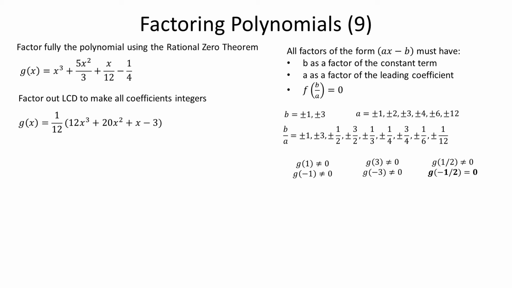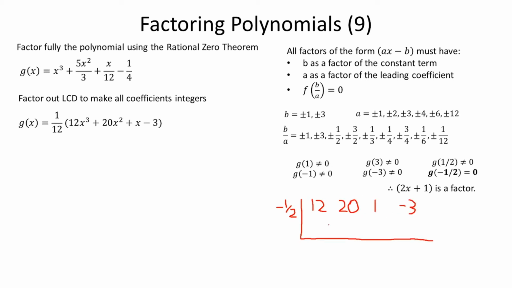so negative 1 half is a zero. Therefore, 2x plus 1 must be a factor of g of x. Now, we can factor out 2x plus 1 by using synthetic division on our polynomial. I list the coefficients of the polynomial on the right and put a negative 1 half on the left. So we're dividing by x plus 1 half. And I'll do the synthetic division like so.